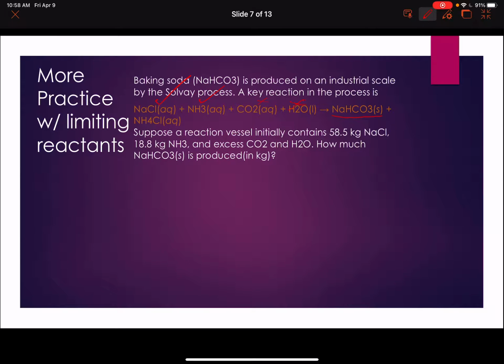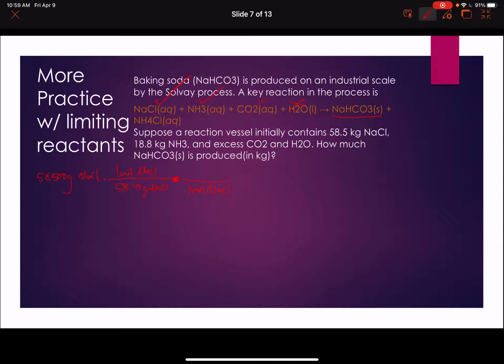Awesome, so let's start out. It's in kilograms, so let's just put it into grams real quick. 58,500 grams of, what are we looking at? NaCl. Perfect. Okay. And 1 mole of NaCl is how many grams? 58.44. Yes, okay. And then we will do our mole fraction, 1 mole of NaCl.